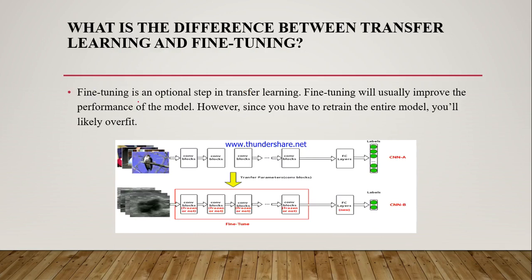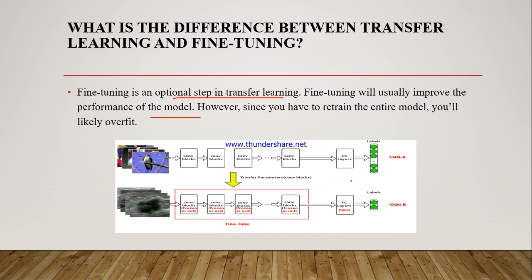Fine tuning is an optional step in transfer learning. If you want, you can go ahead with it because it usually improves the performance of the model. We have a model, so everyone goes with the CNN and everything. If you design a model for your data set, you can improve its performance. For that we need the support of this fine tuning concept. It's optional. So just see the diagram, we have fine tune.